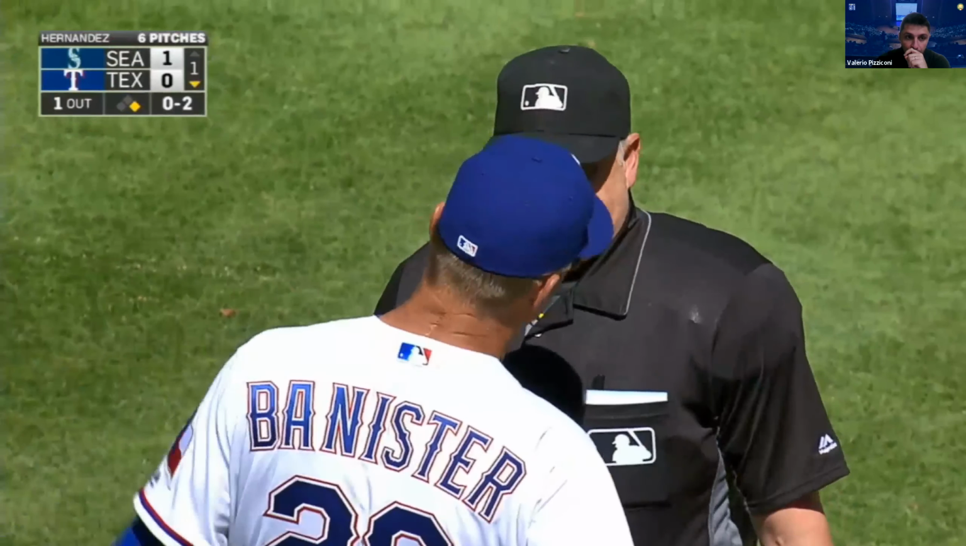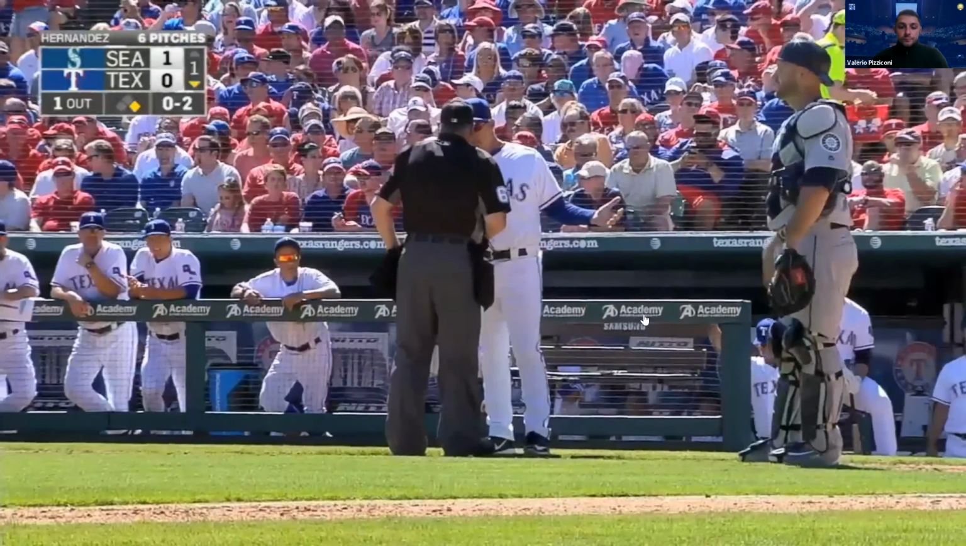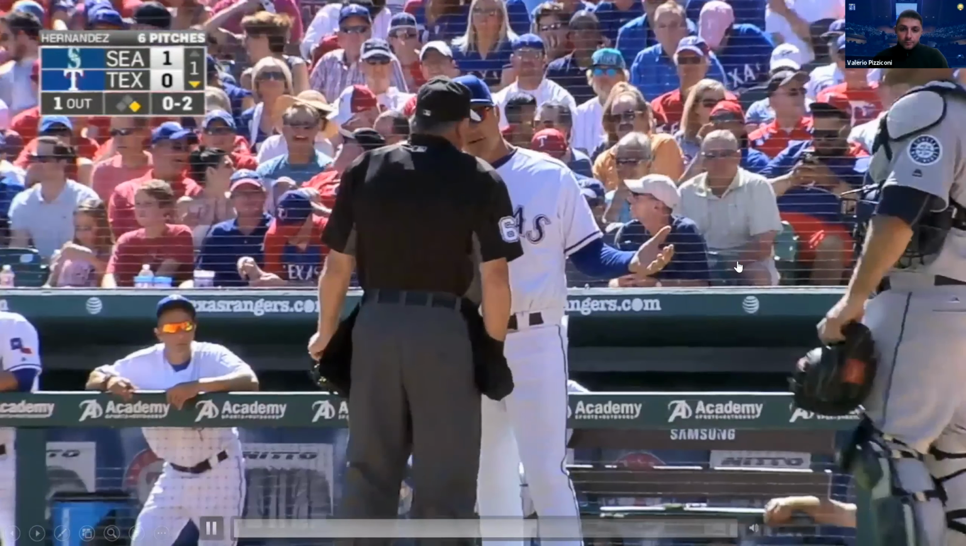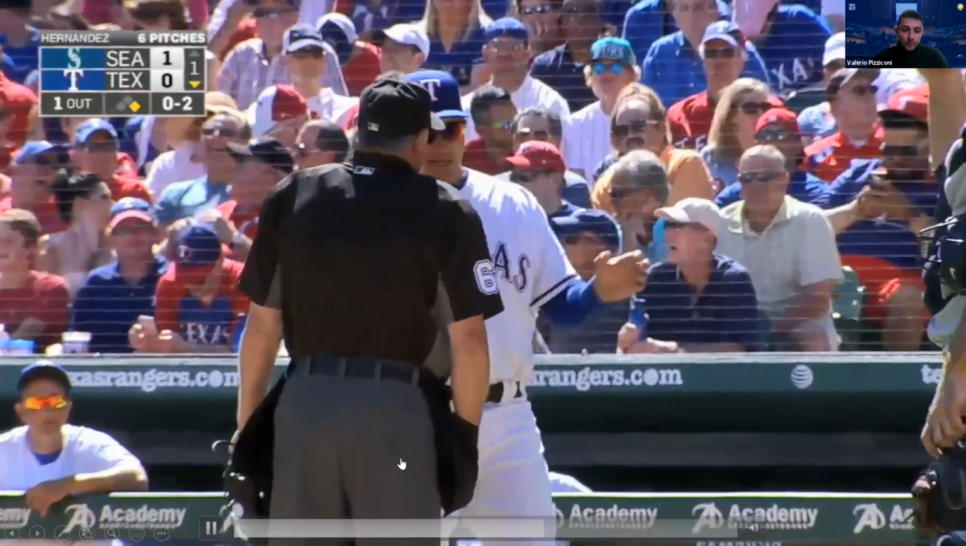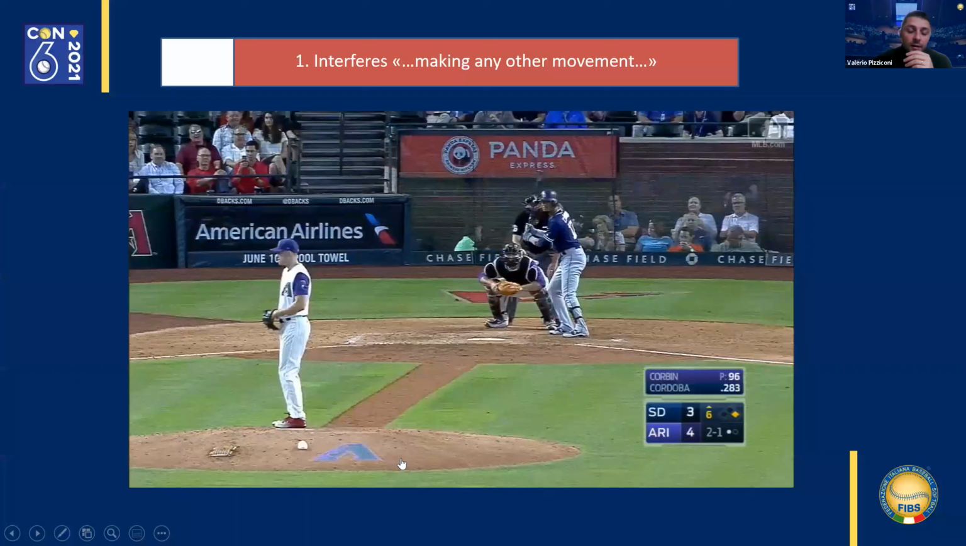Two down, runner at first. Not an animated discussion to this point. Bannister pleading his case. Mr. Joyce is the arbiter. He's going to have the final say.